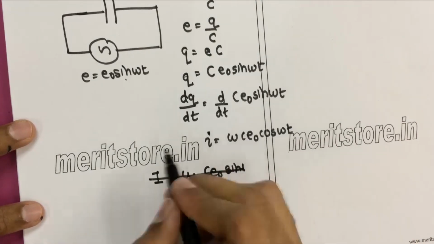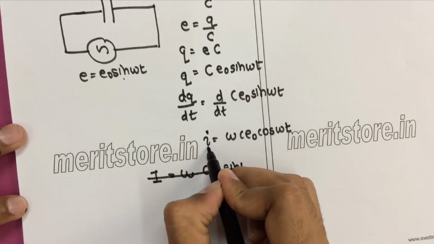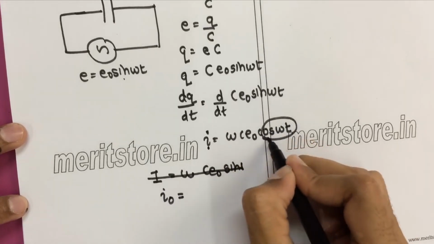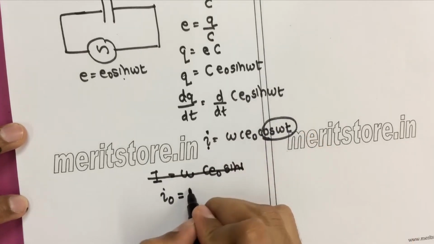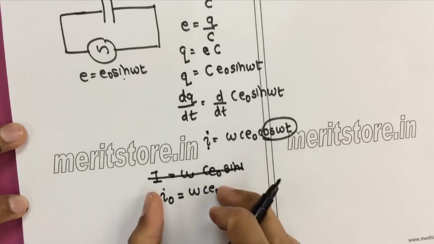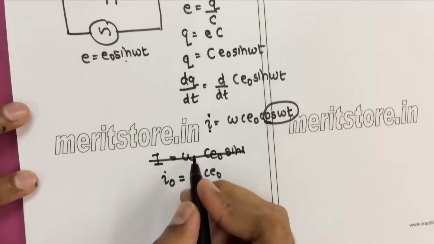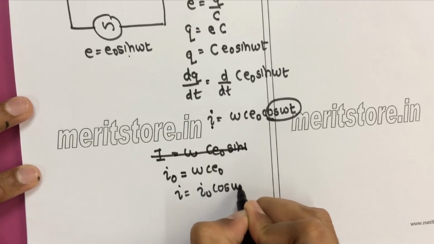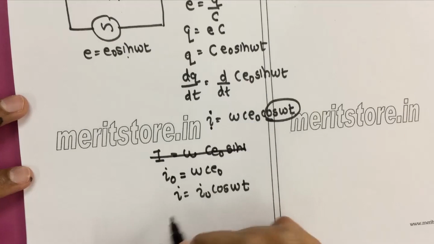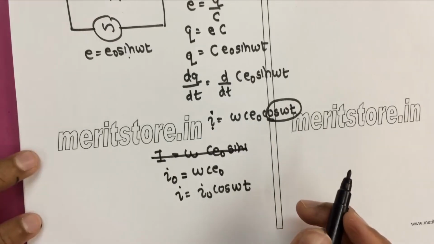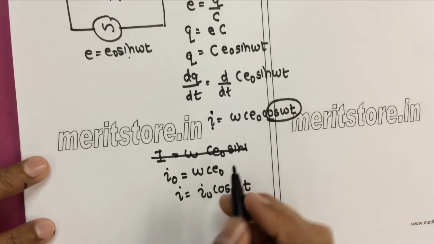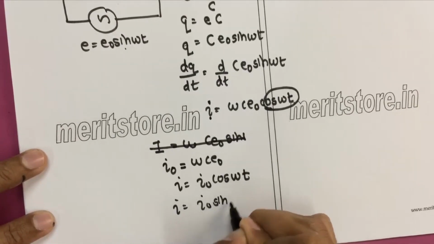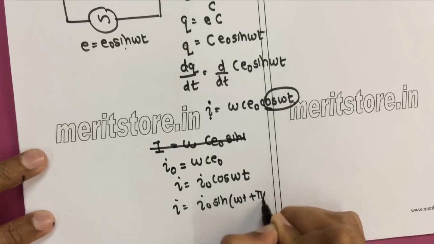Now the current I becomes maximum, that is I0, when cos omega t becomes 1, and what remains is omega C E0. Again you can put it in this equation, so the equation for the current becomes I equals I0 cos omega t. If we change the cos factor into sine, we get I equals I0 sin(omega t plus pi by 2).